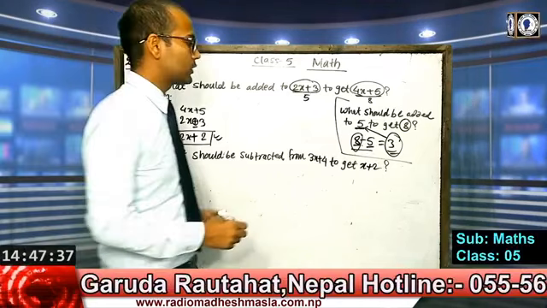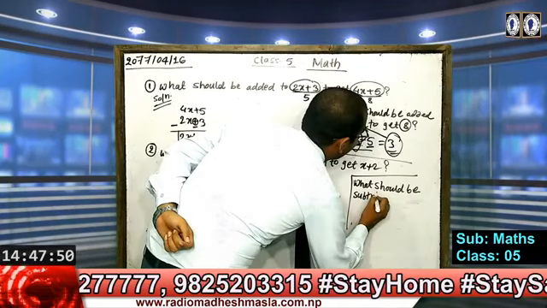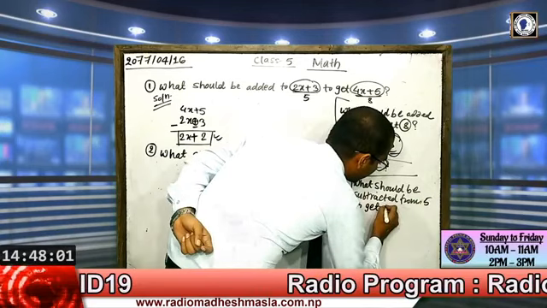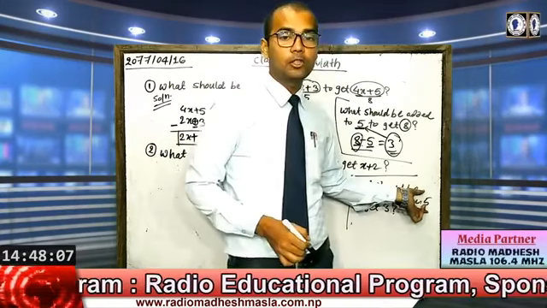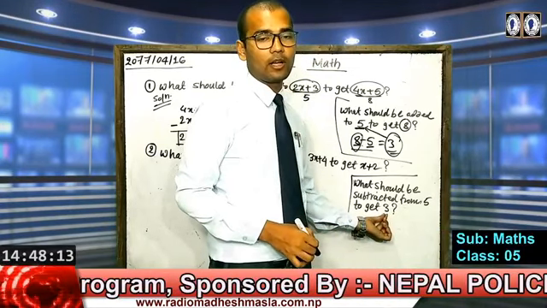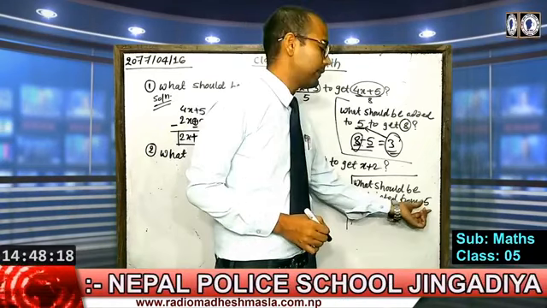For this also we can take another example with general numbers: what should be subtracted from 5 to get 3? That means from 5 how many should be subtracted to get 3, or you can say, how much should we add to 3 to get 5. Both would be the same.